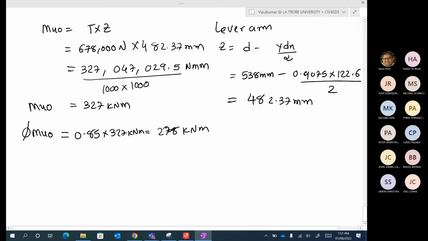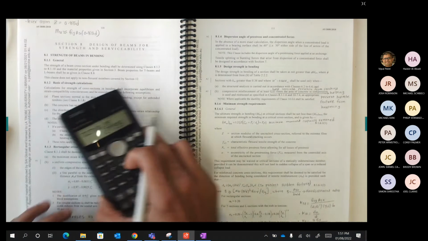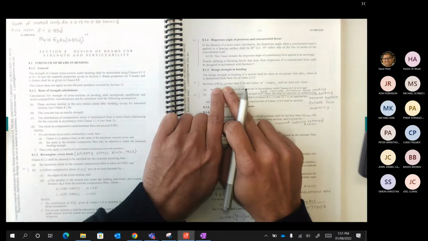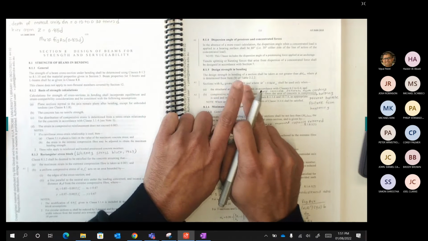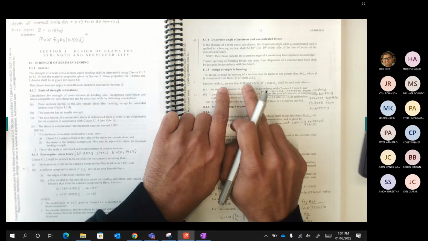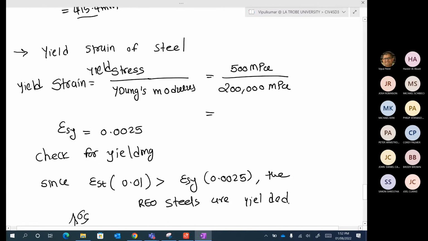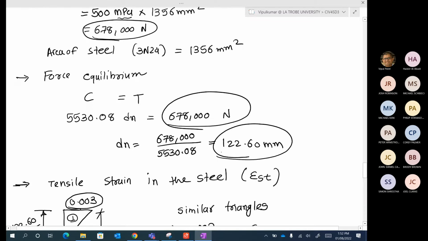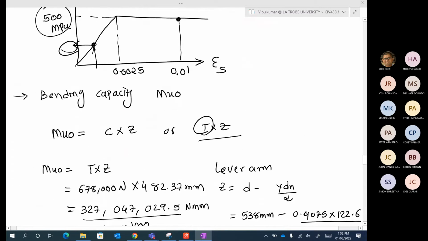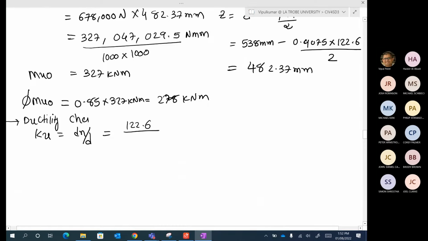There are a couple of checks that we generally make in all the examples. We have 9 minutes, so let me do a couple of checks. There is a ductility check that Ku should be greater than 0.36, right? So we need to make sure that Ku is greater than 0.36. So Ku, this is called the ductility check, is equal to dN on D. The depth of the neutral axis was 122.6 over D.